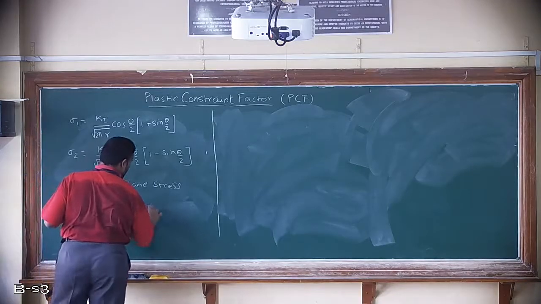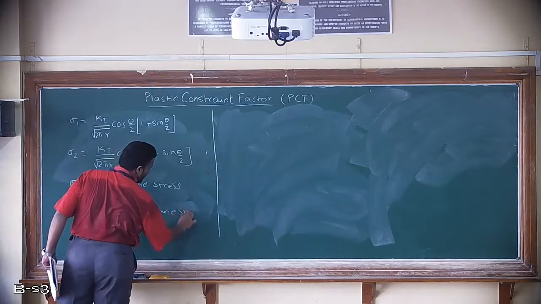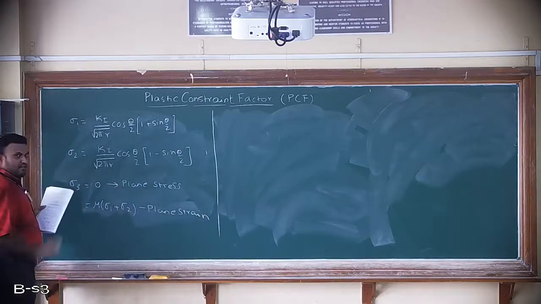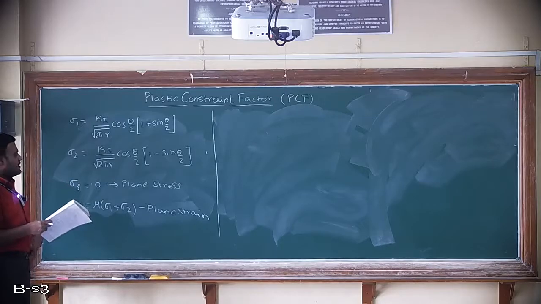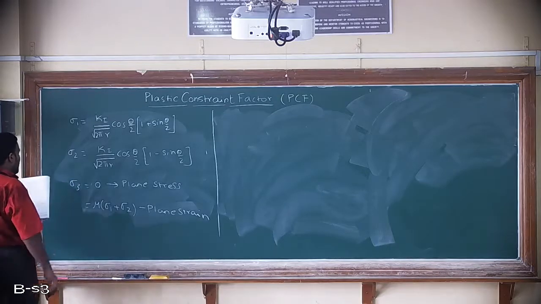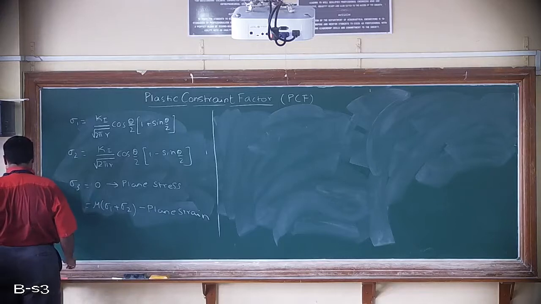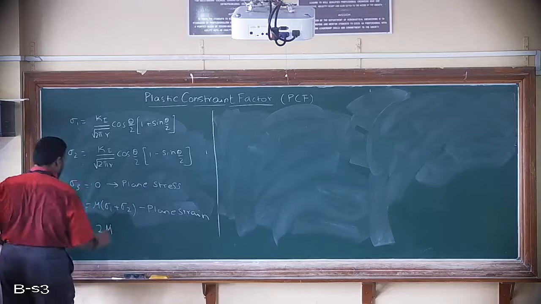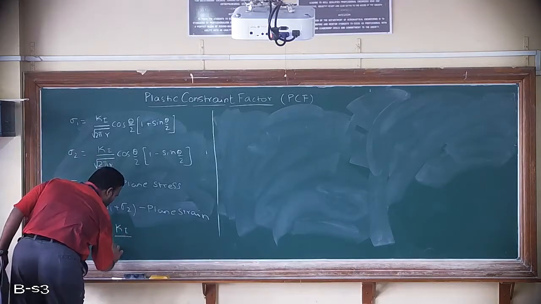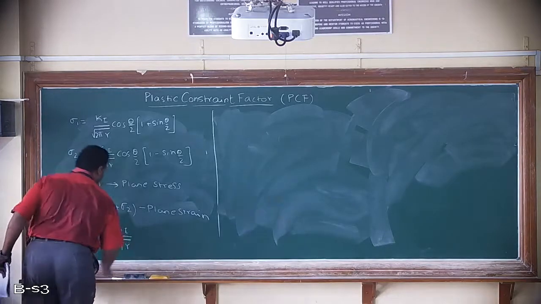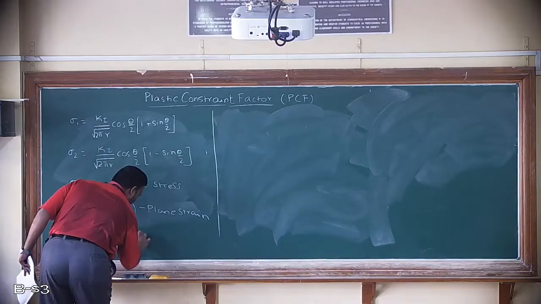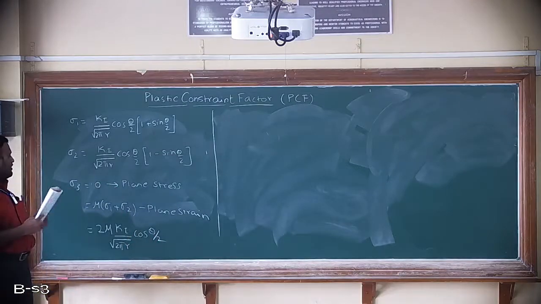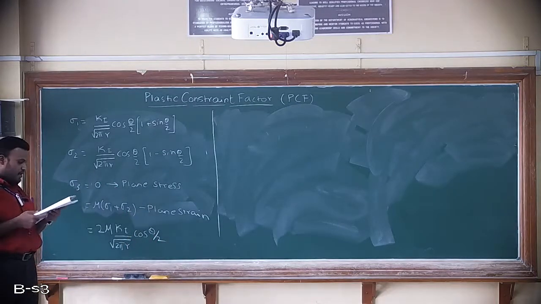for plane strain condition. And this we have already seen in the previous derivation, that is determining the plastic zone size when theta is not equal to 0. In that plane strain condition, we can get the value of sigma 3 as 2 mu Ki upon root of 2 pi r into cos theta by 2. Okay. So this is how we get the equations for sigma 1, sigma 2 and sigma 3.